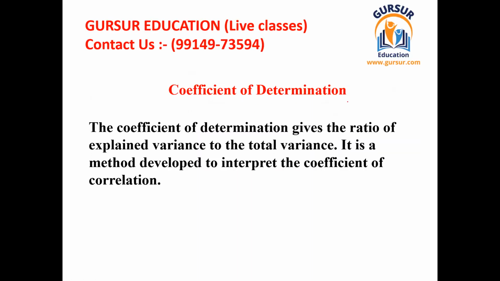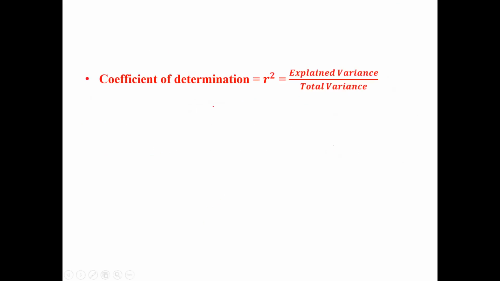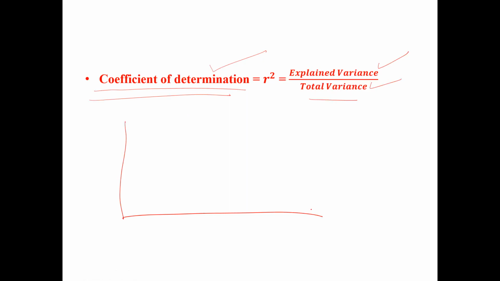Second is coefficient of determination. This gives the ratio of explained variance to total variance. Very simple to understand. Just read this line and take the square of the correlation. Suppose you have found the value of a correlation, take the square of that. That will be the coefficient of determination. Once this was also asked in the examination.